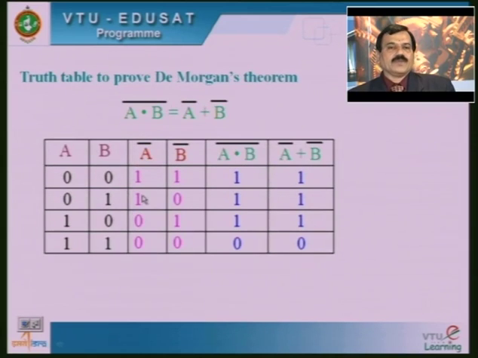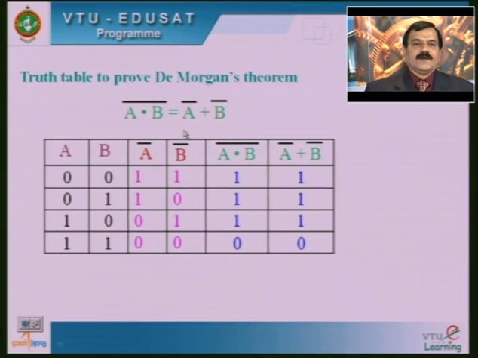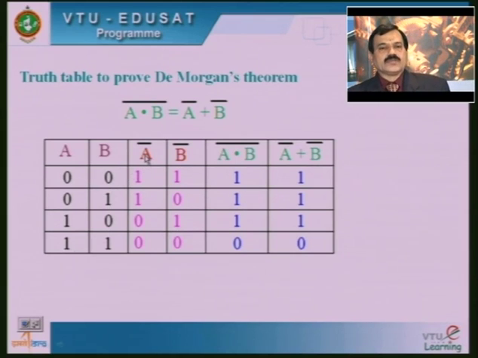Similarly, the second equation of De Morgan's theorem we can also see here. So this is a and b, once again with the assigned variable values 0 0, 0 1, 1 0 and 1 1. Similarly, in the last case, the truth table for the complement values is also written here.